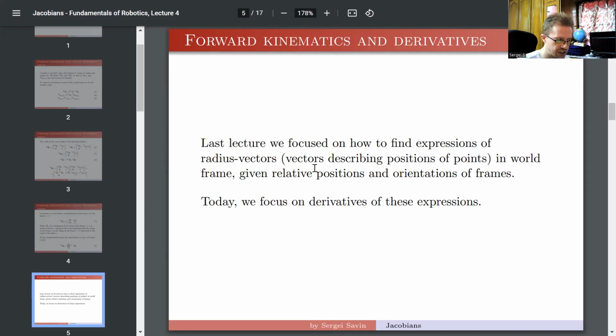Or radius vectors in the world frame. So radius vectors that depict position of points with respect to the origin of the world frame. Okay. And we're given position and rotation of frames. So today, let's focus on derivatives of those expressions.